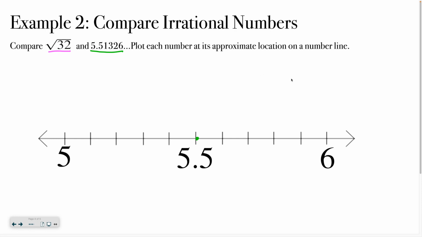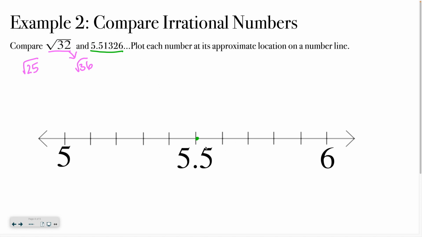But that square root of 32, again, that gets a little trickier. But this number line does tell us it's between 5 and 6, right? So let's figure out. We have 5 squared. 5 times 5 is 25. And 6 squared is 36. So is 32 closer to 25 or 36? It's going to be closer to that 36. So I'm going to actually start closer to the 36 and see what I end up with.